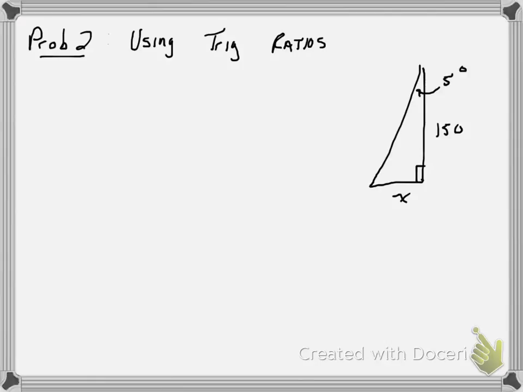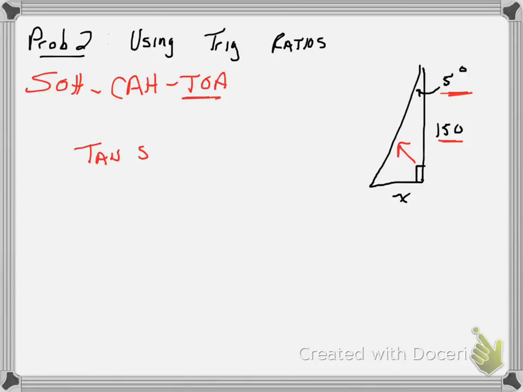So again, using trig ratios, write it on your paper. SOHCAHTOA. All right, we're trying to solve for x. So let's identify our parts. Right there, that's my hypotenuse. What do we have in relationship to our angle? We've got the opposite, which is x, and we have adjacent, which is 150. Which one of these has opposite and adjacent? It's tangent. So I'm going to take the tangent of 5 degrees equals opposite, which is x, over adjacent, which is 150.